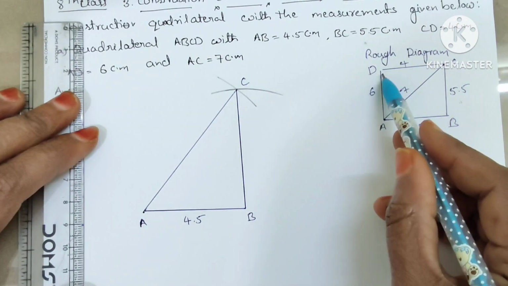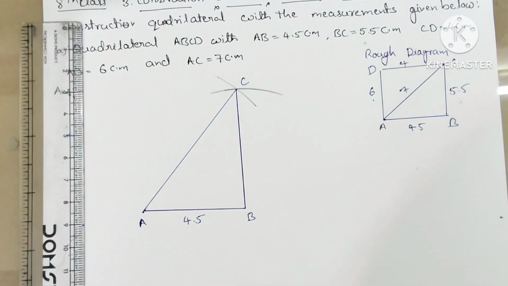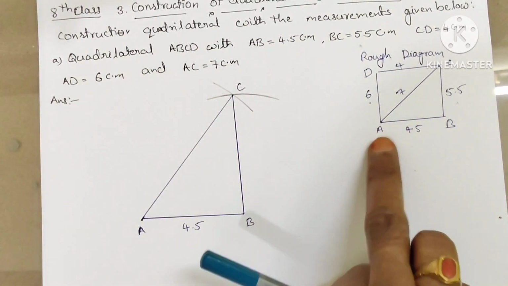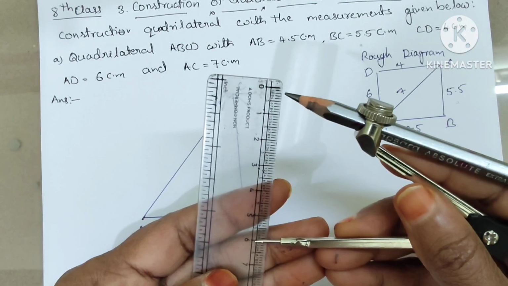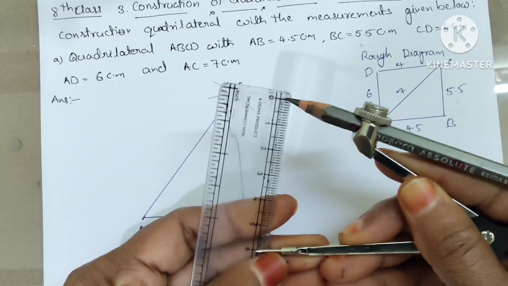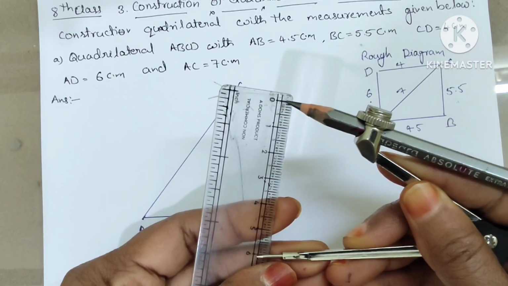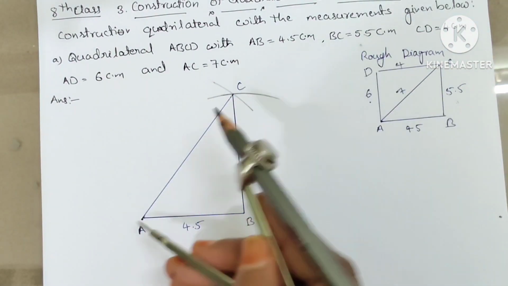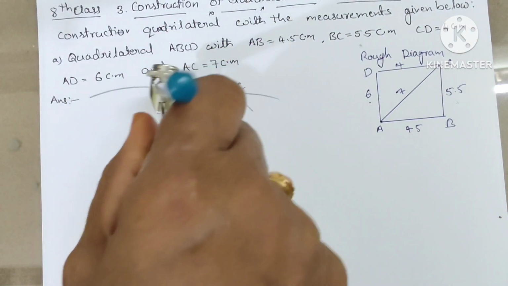Now next, AD is 6 centimeters and CD is 4 centimeters. Now AD is 6 centimeters. Use the scale and rounder. Here pointer 6, 0. Exact. We measure here 6 centimeters. You observe exact 6 centimeters is there. So now, based on A, draw an arc.